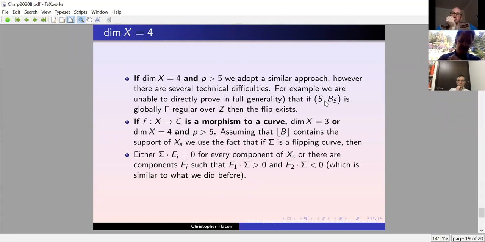running these techniques developed by Xu for deformation invariance of plurigenera in the setting of a PLT flip. So it requires, unluckily, some interesting induction. So I won't get into the details of that. Just wanted to mention that there are several technicalities that come up in the dimension 4 case. And maybe just a couple of words of what happens when we look at a map, say, from a fourfold to a curve C.